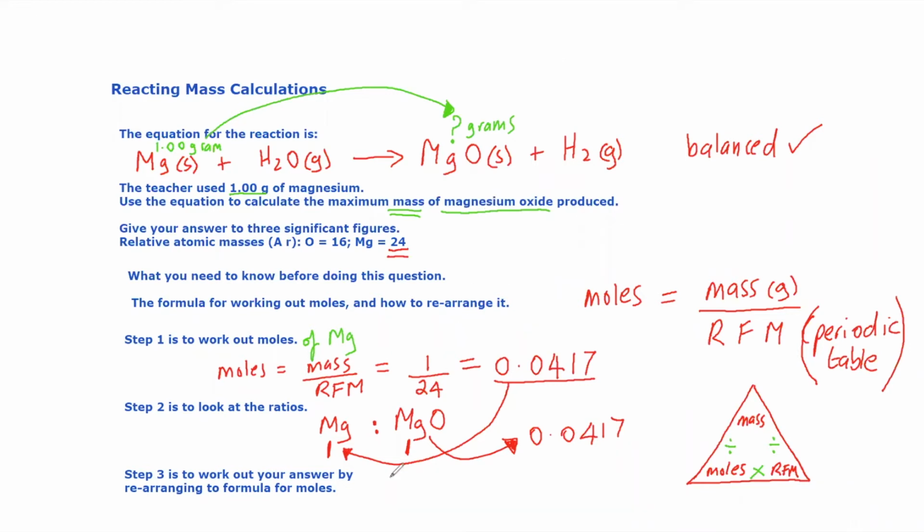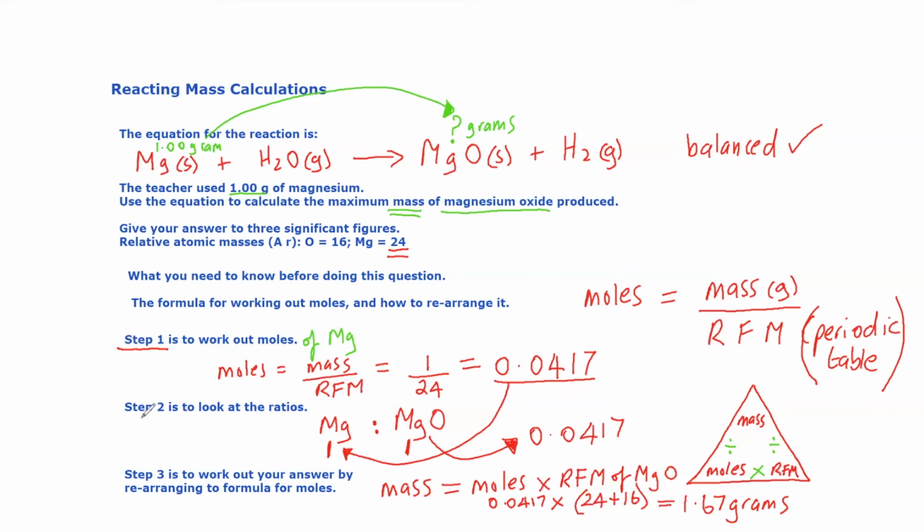We're going to work out the mass by rearranging that equation. If you look at this, the mass equals moles times RFM. How do I get RFM? This time it's the RFM of what I'm trying to work out. Look at where I put the question mark at the top. It's magnesium oxide this time. So that is magnesium plus 1 oxygen in the formula. That comes up to 40. And when you multiply the two numbers, you get 1.67 grams.